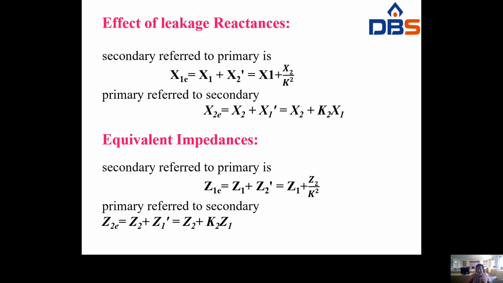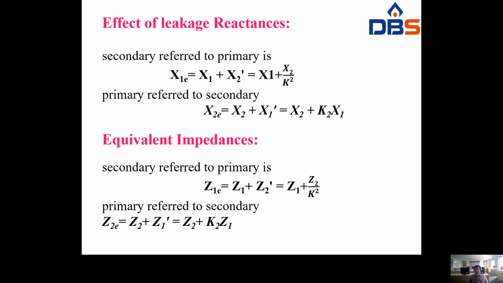A similar concept is used for reactances also, the leakage reactances. The equivalent reactance referred to the primary, X1 equivalent, is equal to X1 plus X2 dash, that is X1 plus X2 by K square. Referred to the secondary, X2 equivalent is equal to X2 plus X1 dash, that is X2 plus K square X1, not K, this is K square X1.